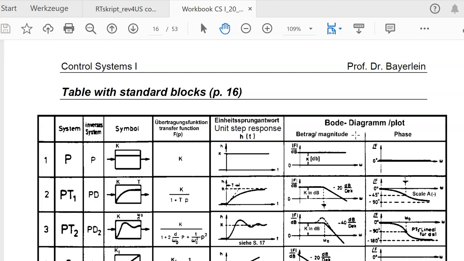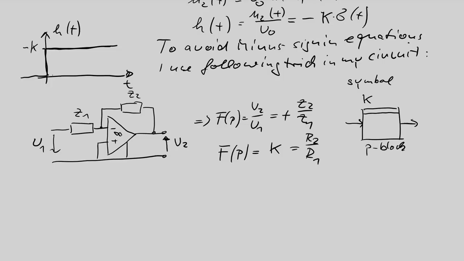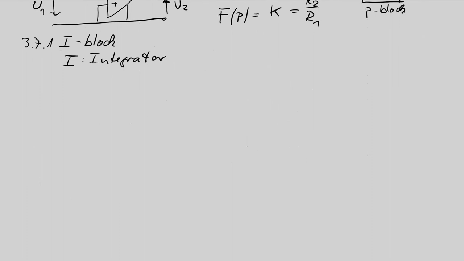More interesting is the I block here in this table, row number four. Yeah, that's the next point in my listing, in my structure of the lecture. This is chapter 3.7.1, the I block, and the I stands for integrator. An integrator cannot be realized with passive elements, so only with R's and C's and L's. If you want to have a pure integrating effect, you need an inverting active operational amplifier circuit, now with the following elements.